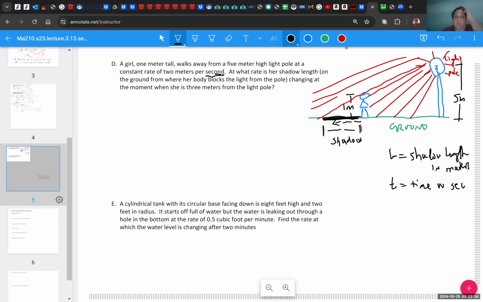All right, let's go back to the problem. A girl, 1 meter tall, walks away from a 5-meter high light pole at a constant rate of 2 meters per second. So she is walking away from the light pole. I kind of wrote it down here, but she's walking away from the light pole. As she walks away, this shadow length is changing. When she ends up over here, the shadow length is going to be different, right?